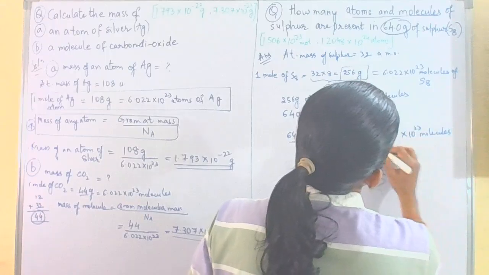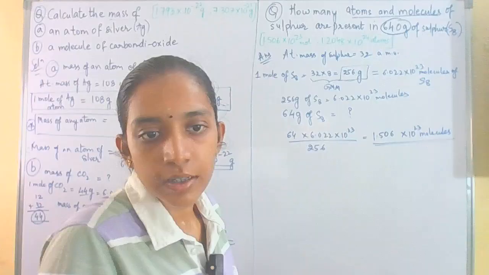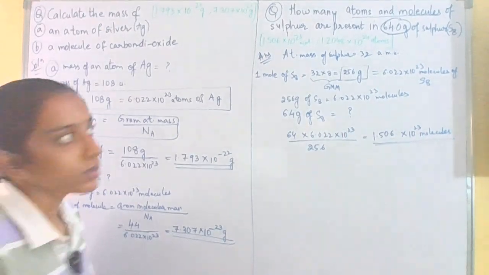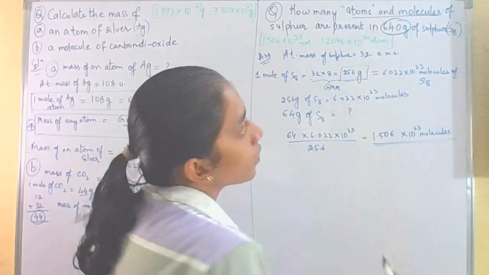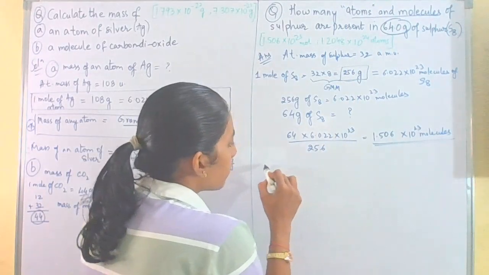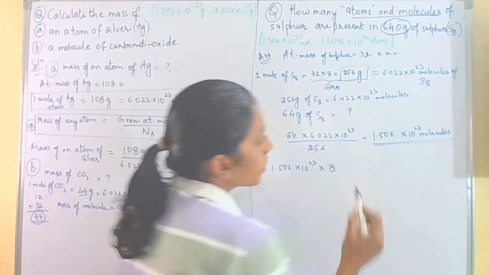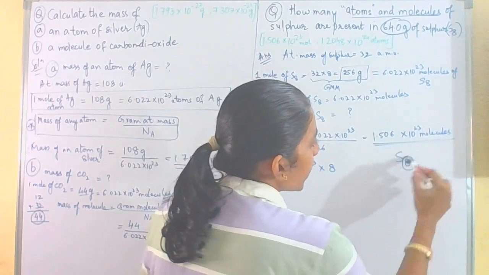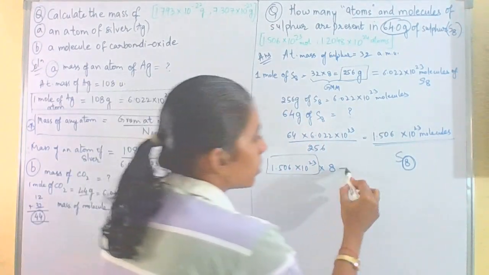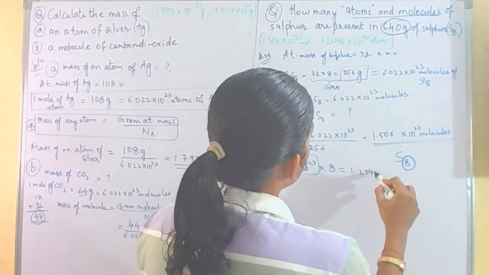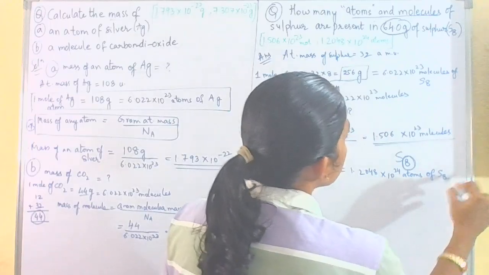You have to solve and write. I will be giving you the final answer. You have to solve it and write. Okay, this is the number of molecules. We have to find even the number of atoms present in 64 grams of sulfur. So you have to just multiply 1.506 into 10 to the power 23 into 8, because in a sulfur molecule we have 8 atoms of sulfur. So directly you can multiply this with 8. You will get 1.2048 into 10 to the power 24 atoms of sulfur.